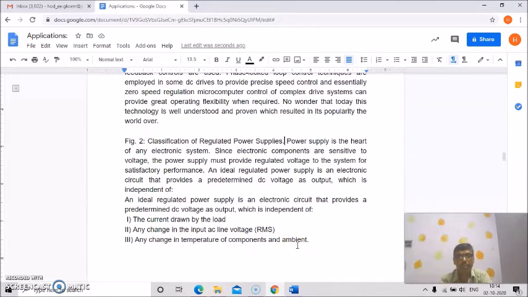So this is an ideal regulated power supply, definitely an electronic circuit, and it provides a predetermined DC voltage as output, and this is independent of the current drawn by the load, and any change in the input AC line voltage, that is the RMS value of this AC line voltage, and any change in temperature of the components and ambient.